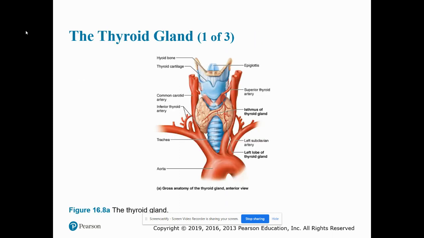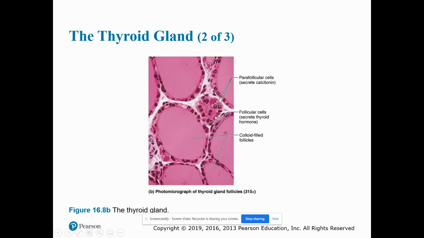So back to that first part I talked about. The butterfly-shaped gland on the trachea, here we are. It sits right here. Looks kind of like a butterfly, has the isthmus between the two lobes. And then we have these follicular cells that I was talking about a moment ago. This is a photomicrograph of thyroid gland follicles, by the way.